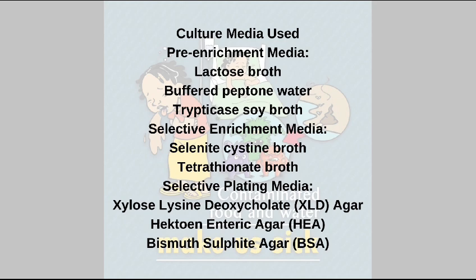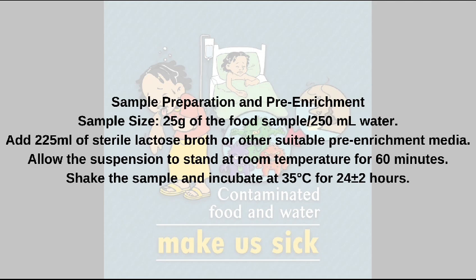Next, we will prepare the food sample. We have to take a 25-gram sample and aseptically transfer it into a sterile container containing 225 ml of sterile lactose broth. Buffered peptone water, trypticase soya broth and nutrient broth can also be used for the pre-enrichment process. If we are analyzing a water sample, then we have to take 250 ml of water sample for the same process.